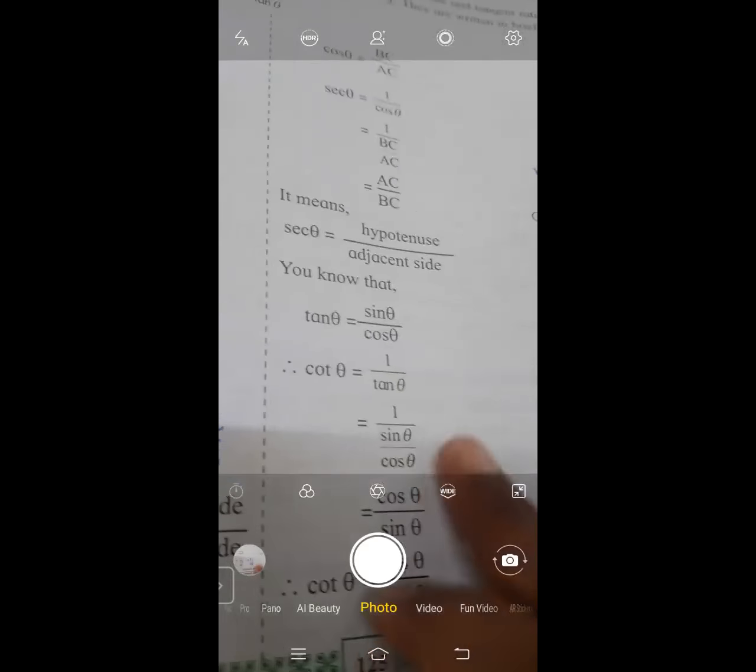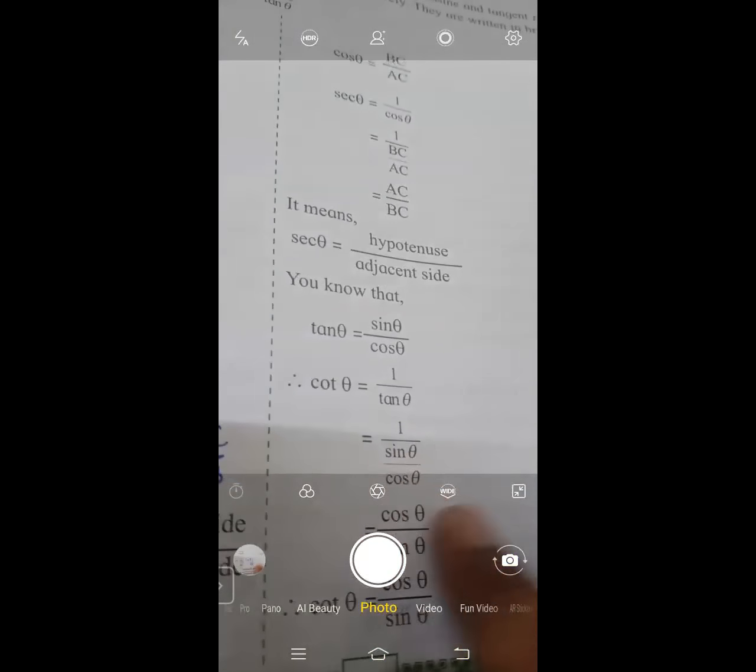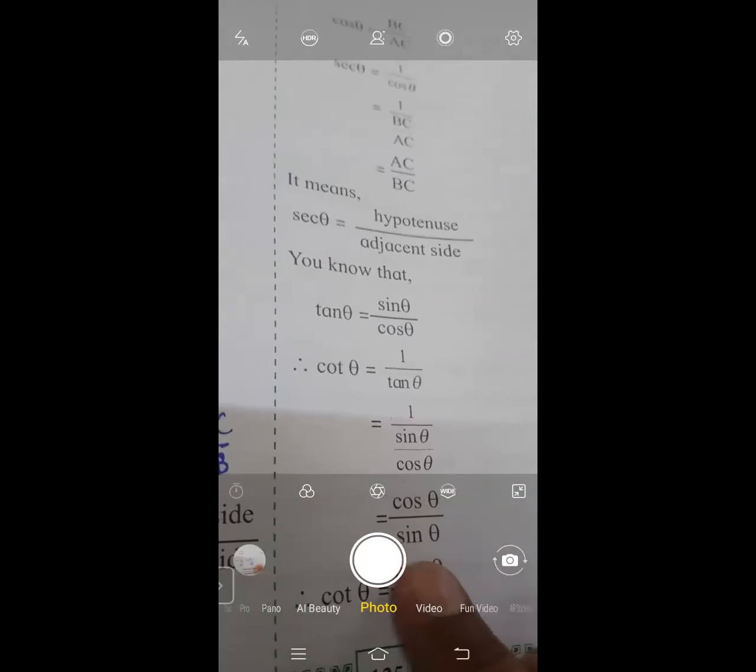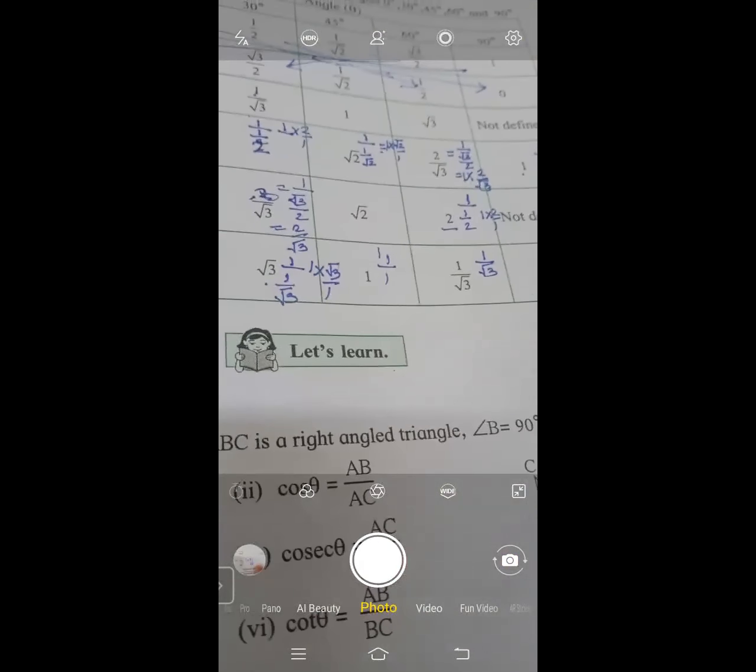So cot theta is 1 upon tan theta, which equals 1 upon sine theta upon cos theta. Again, the first goes up: cos upon sine. So cot theta is equal to cos theta upon sine theta. I hope you must have understood and found it interesting. So this is the summary.